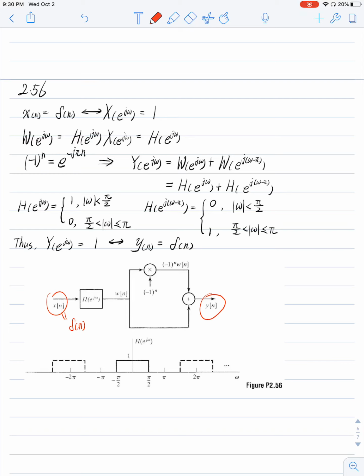You can see that H(e^jω), when the absolute value of ω is smaller than π/2, the value of H is 1, and the value is 0 otherwise.